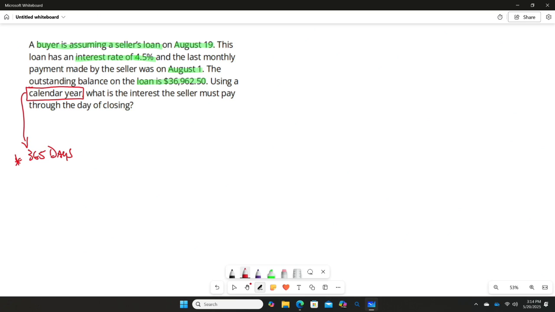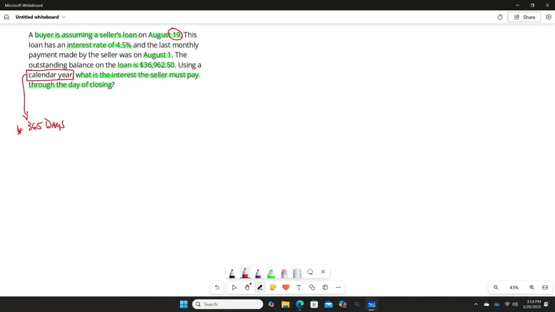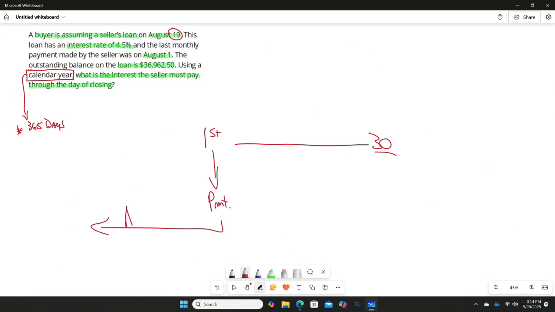Now, they want us to calculate what is the interest. See this? What is the interest the seller must pay through the day of closing, and the closing is the 19th. Now, what I want you to remember is this. Very important. Here's the first of the month. We go all the way through 30 days. When the seller or you make your payment on the first, you are actually paying what we call in arrears.